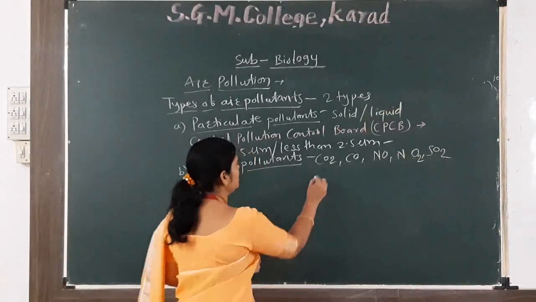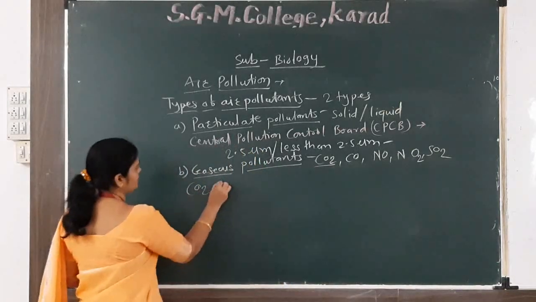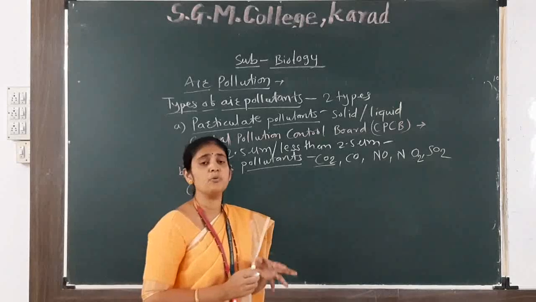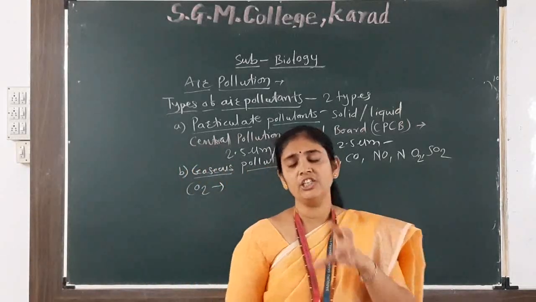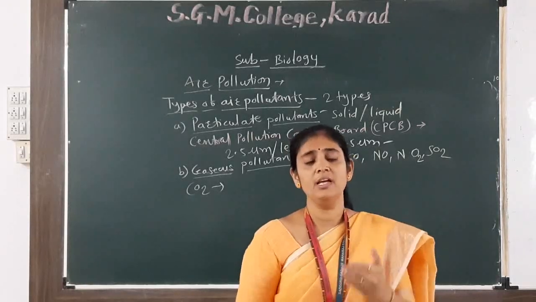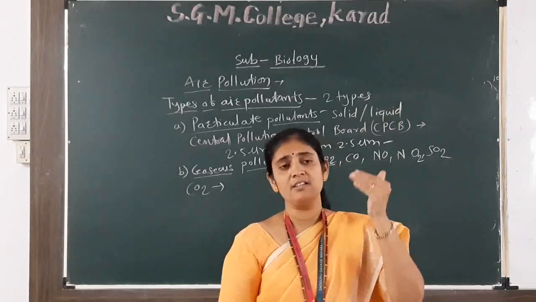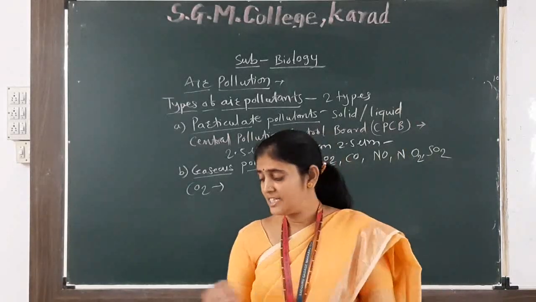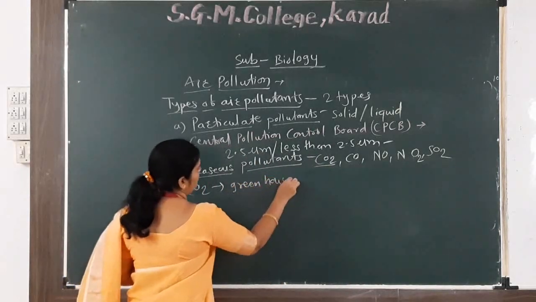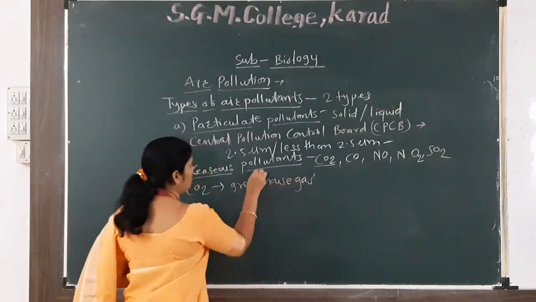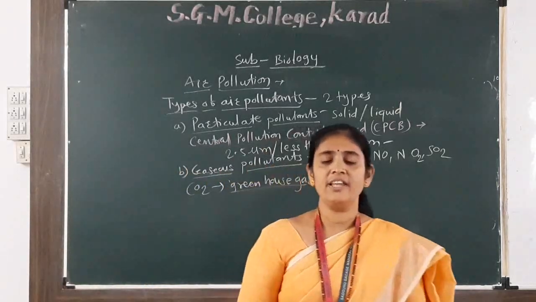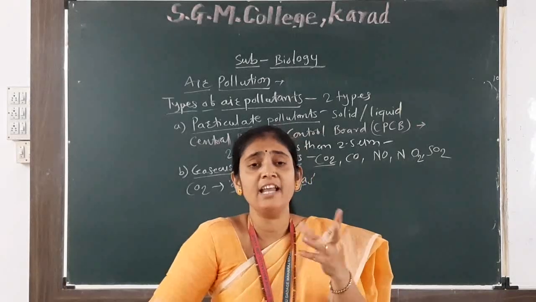First of all, we have to see carbon dioxide. As you know, carbon dioxide is required for photosynthesis, it is useful, but there is a limit, or a limited concentration of carbon dioxide is present in the atmosphere. It is beneficial. Beyond that certain limit, this carbon dioxide is acting as a greenhouse gas. What is meant by greenhouse gas? That point we will see in the next lecture, that is greenhouse effect.